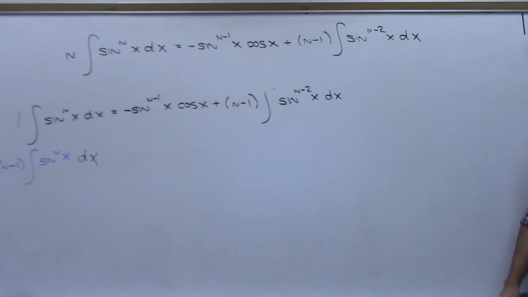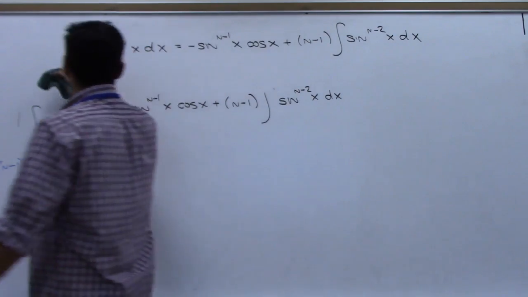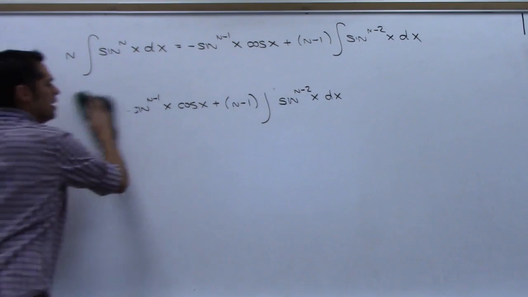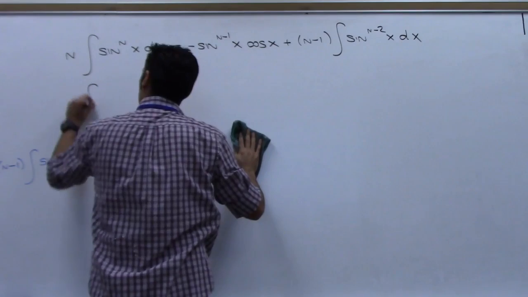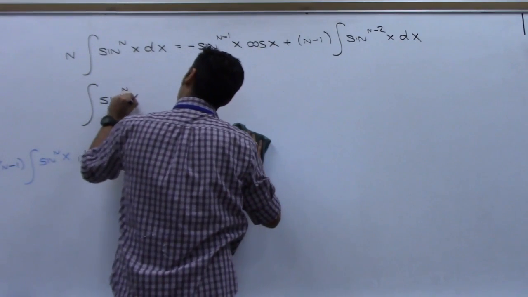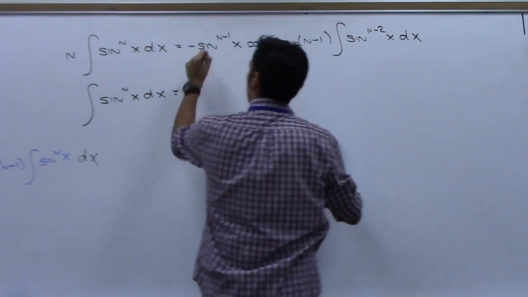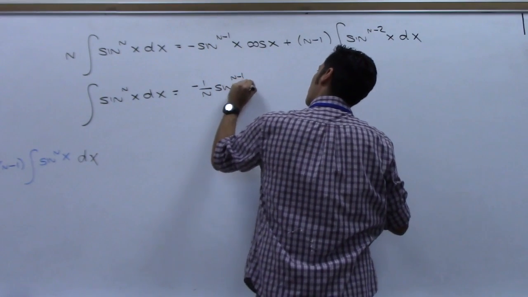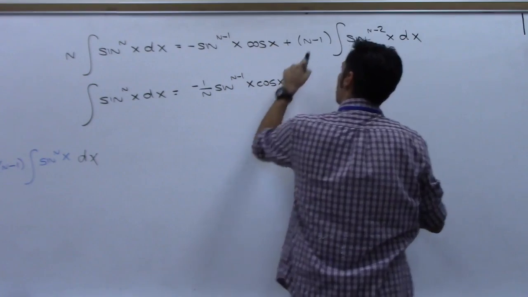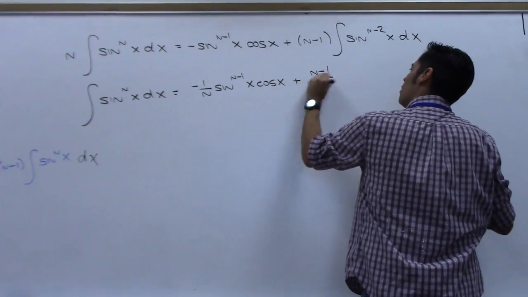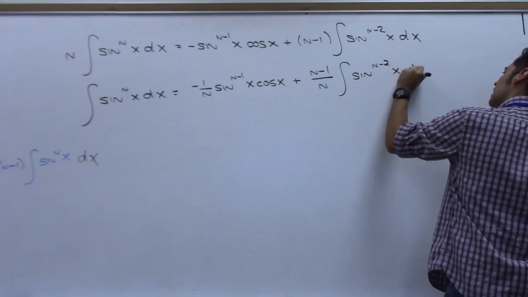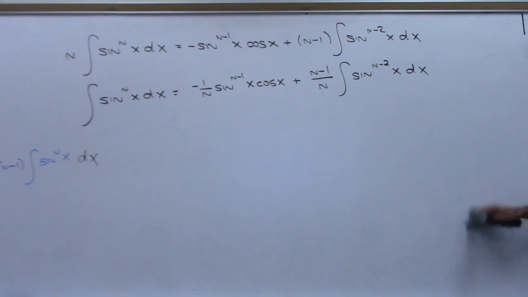And finally, divide by n. This is just a number, so just divide everything by n now. And when you do that, you get the reduction formula. Divide this by n, so I'll put negative 1 over n sine n minus 1 x cosine x. Divide that by n, so n minus 1 over n integral sine n minus 2 x dx. There it is. That's your reduction formula.